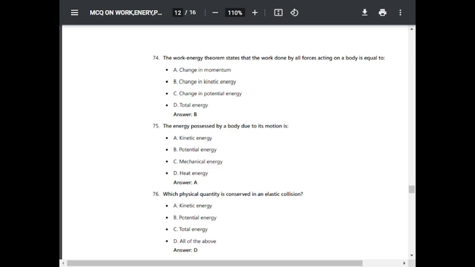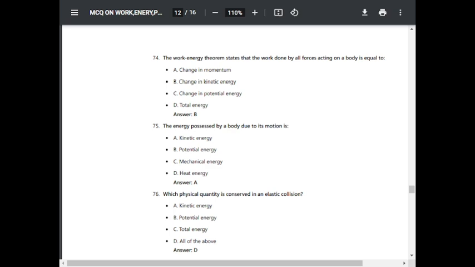Question number 75. The energy possessed by a body due to its motion is option A, kinetic energy, option B, potential energy, option C, mechanical energy, option D, heat energy. The correct answer is A, kinetic energy. The energy possessed by a body due to its motion is kinetic energy.